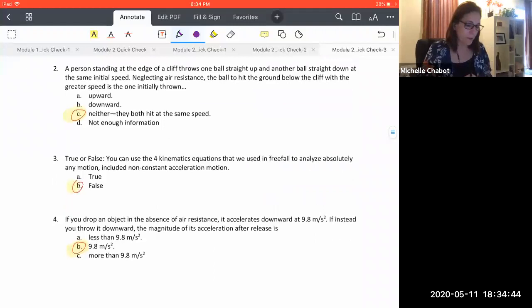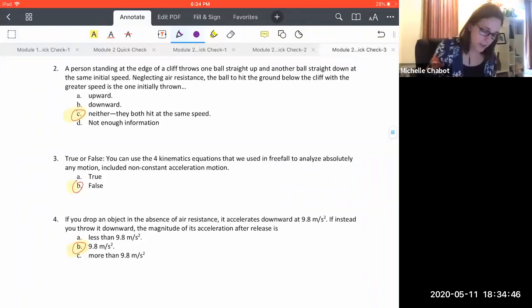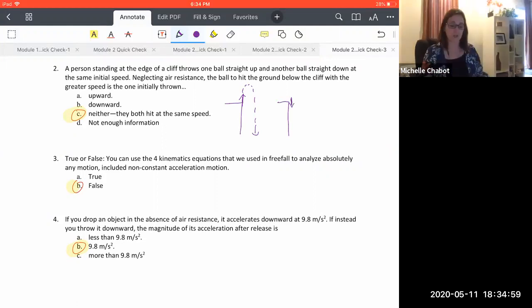So 2 is a person stands at the edge of a cliff. They're going to throw one ball straight up in the air, and it's going to come and hit the ground below. And then they're going to throw another ball straight down with that same initial speed. So this question has everything to do with the symmetry in motion. If I throw a ball up at 10 meters per second and it goes up in the air, when it comes back to the level of my hand, its speed is again 10 meters per second.